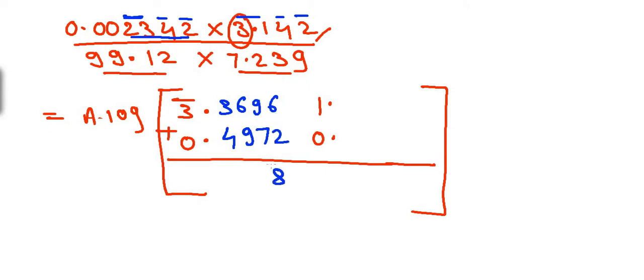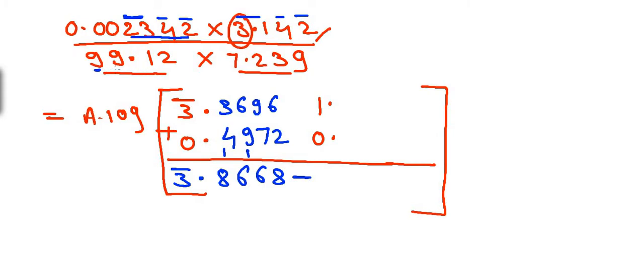Let us add these two. 6 plus 2, 8. 9 plus 7, 16. Carry forward 1. 9 plus 1, 10, plus 6, 16. Carry forward 1. 4 plus 1, 5, plus 3, 8. And bar 3 plus 0 is bar 3.8668. Now these are the logs in the numerator. We will subtract the sum of logs in the denominator from it. Now let us find the mantissa for logs in the denominator.